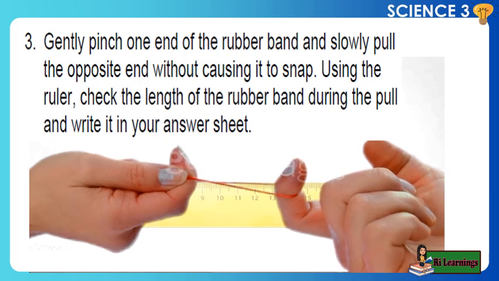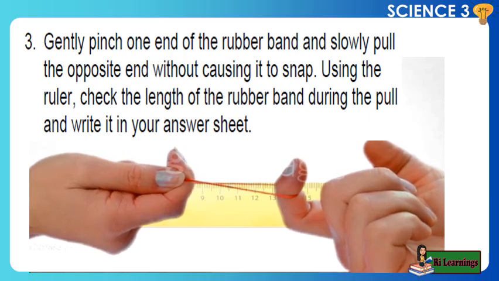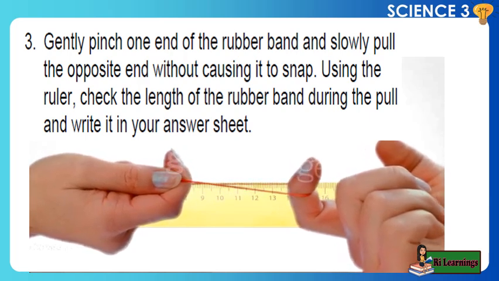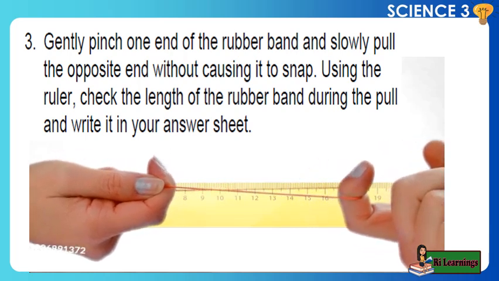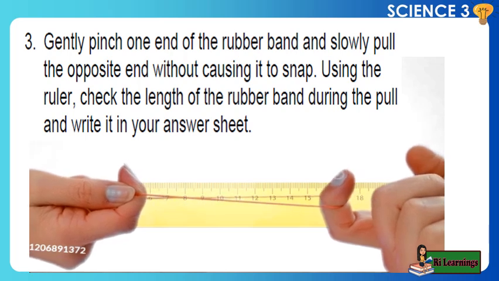3. Gently pinch one end of the rubber band and slowly pull the opposite end without causing it to snap. Using the ruler, check the length of the rubber band during the pull and write it in your answer sheet.